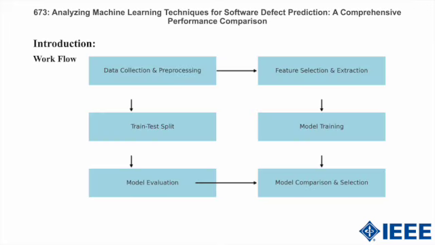We collected the dataset from Kaggle, and pre-processing has been applied, and then feature selection has been done. Then we split the data into training and testing, and then the model has been trained. Finally, the models are evaluated, and the performance of each model has been compared with each other to find out which one is giving the better result.